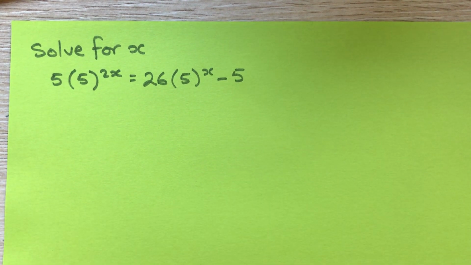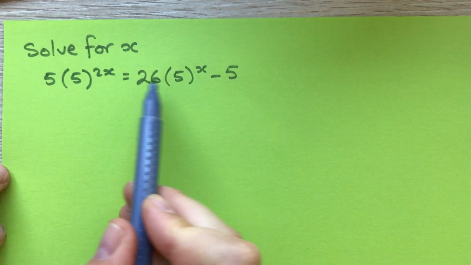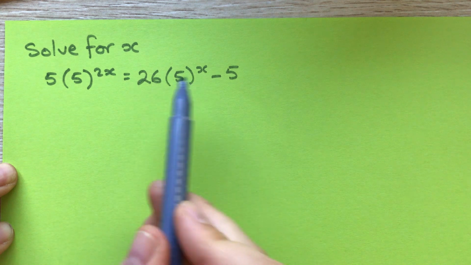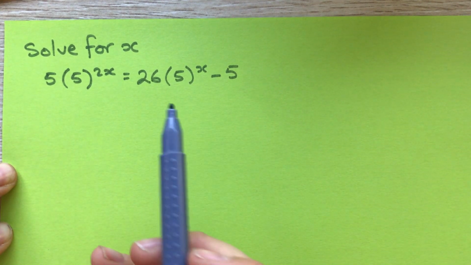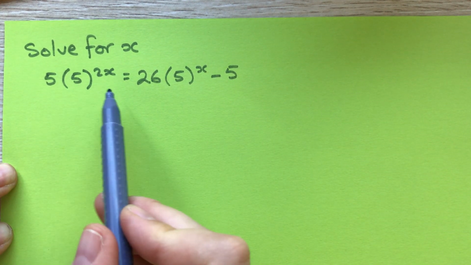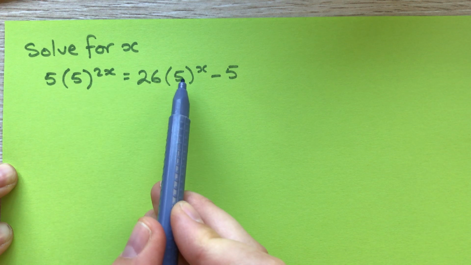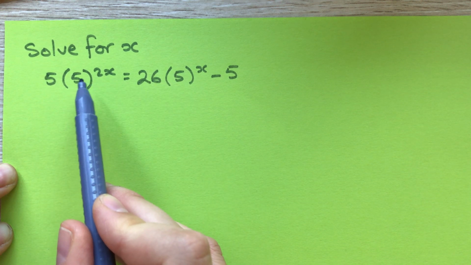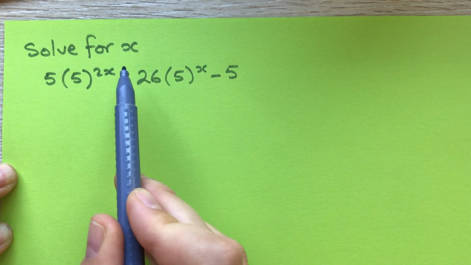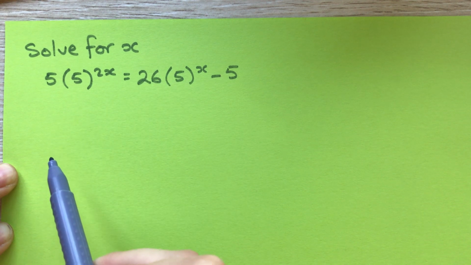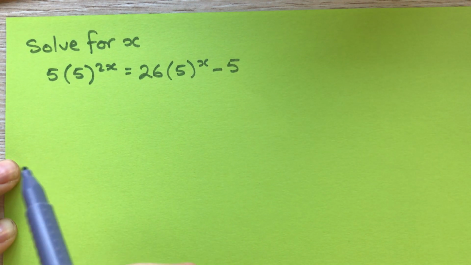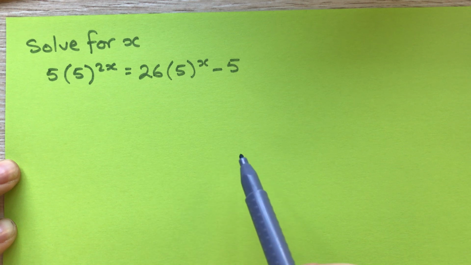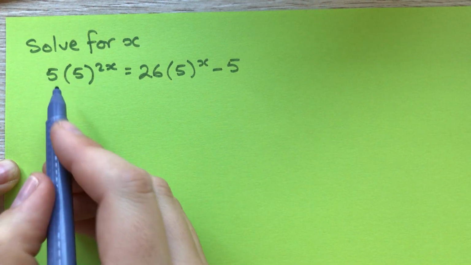Alright, here we have a pretty crazy equation with powers. How do we solve it? It's best if you recognise that there's a common base there, 5, and they both have some sort of power of x. So we want to replace that with something more simple, because no one likes crazy powers.